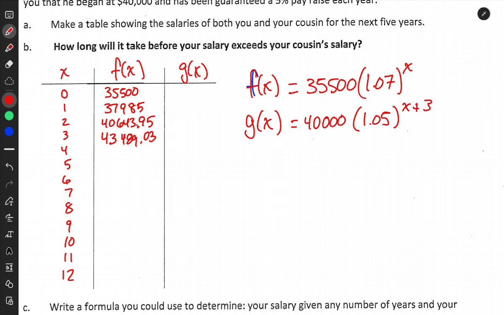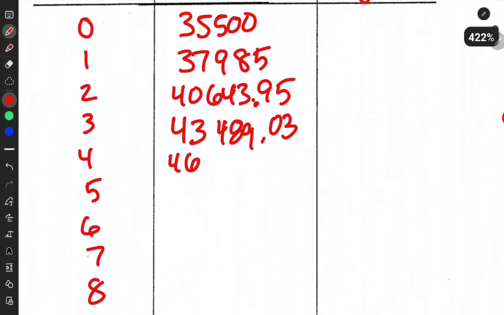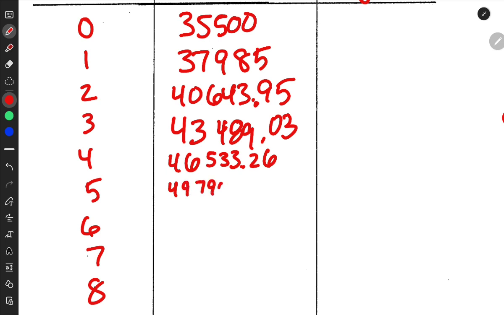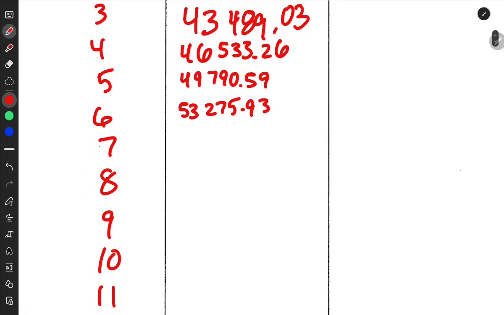It's 0.0265. And then the next year you make it to $46,533.26. Next year you go to $49,790.59. And then we're at $53,275.93. I'm rounding to the nearest penny each time.